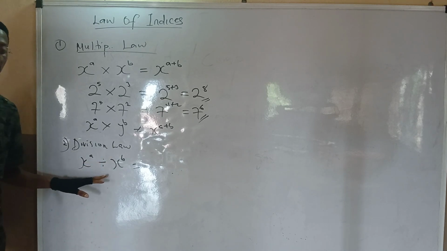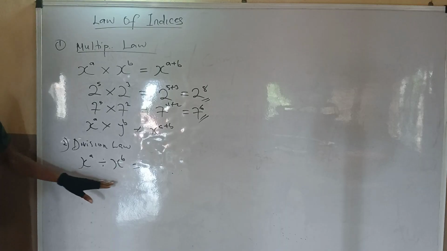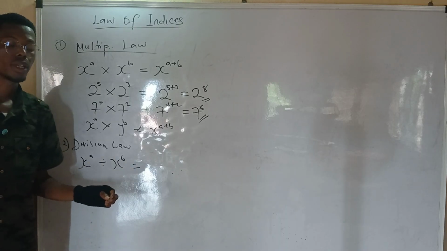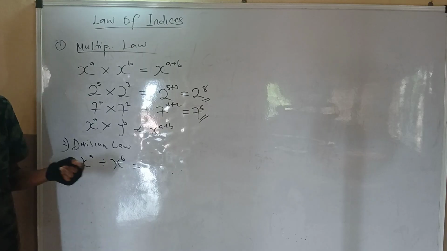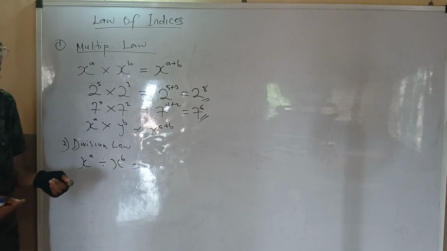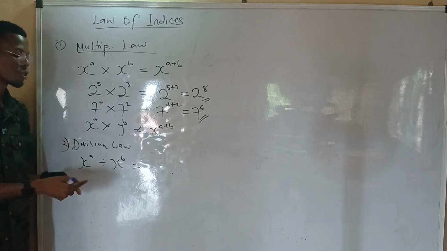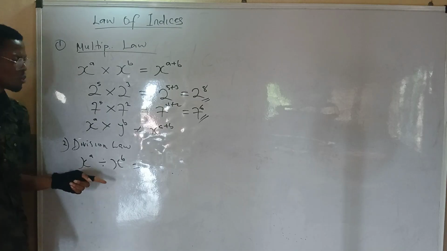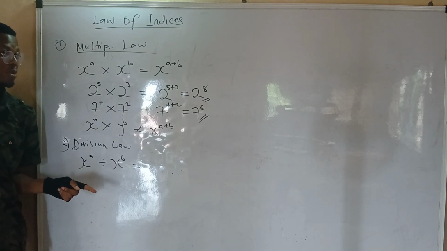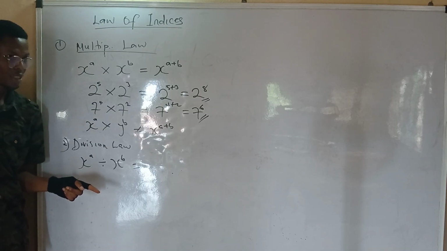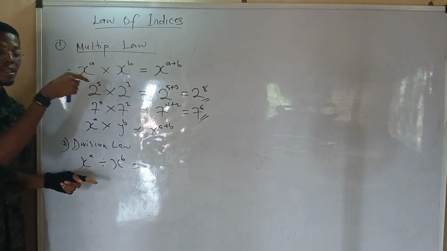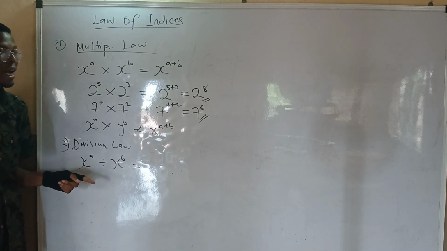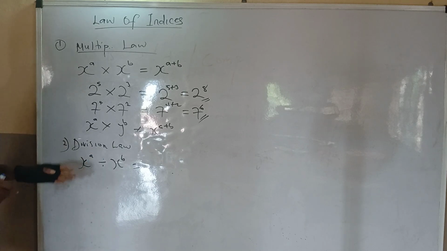the division tells us that when two similar bases are dividing, their powers are subtracted. Are you getting it? That means if two bases are dividing, their power will be affected by subtracting themselves. While when the similar bases are multiplied, their powers are added together. That is what this law is all about.